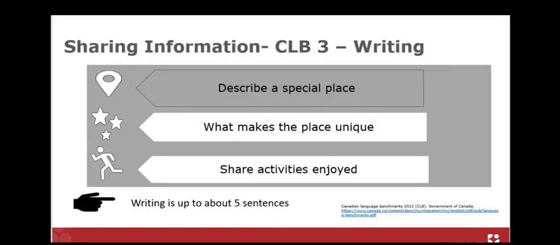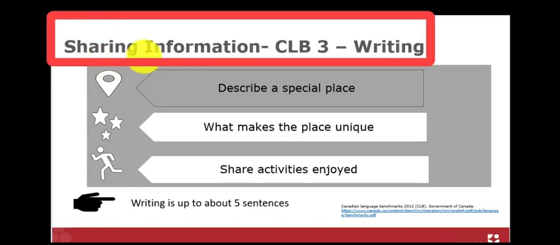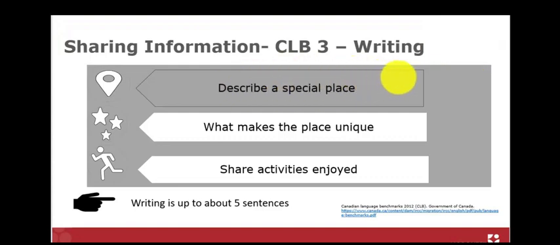For this final example, we will focus on sharing information in CLB3 Writing. Learners are asked to describe a special place such as a favorite park or vacation spot in up to 5 connected sentences. They should include details on what makes the place unique and what activities they enjoy there. This task helps students communicate personal information while incorporating likes and dislikes related to the topic.